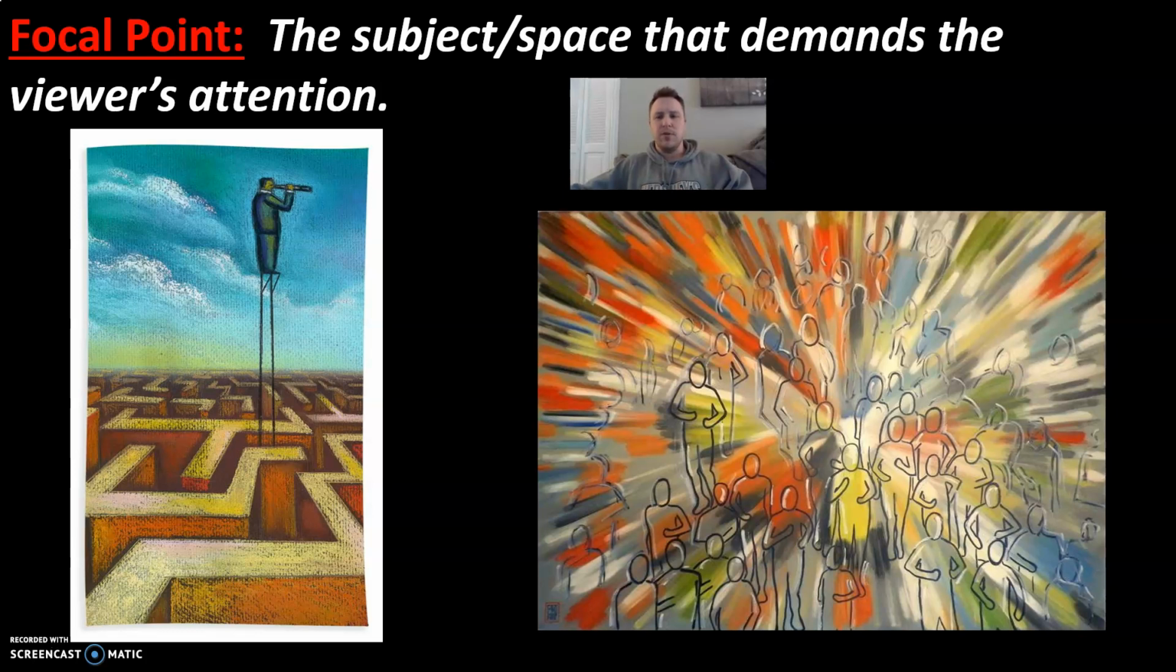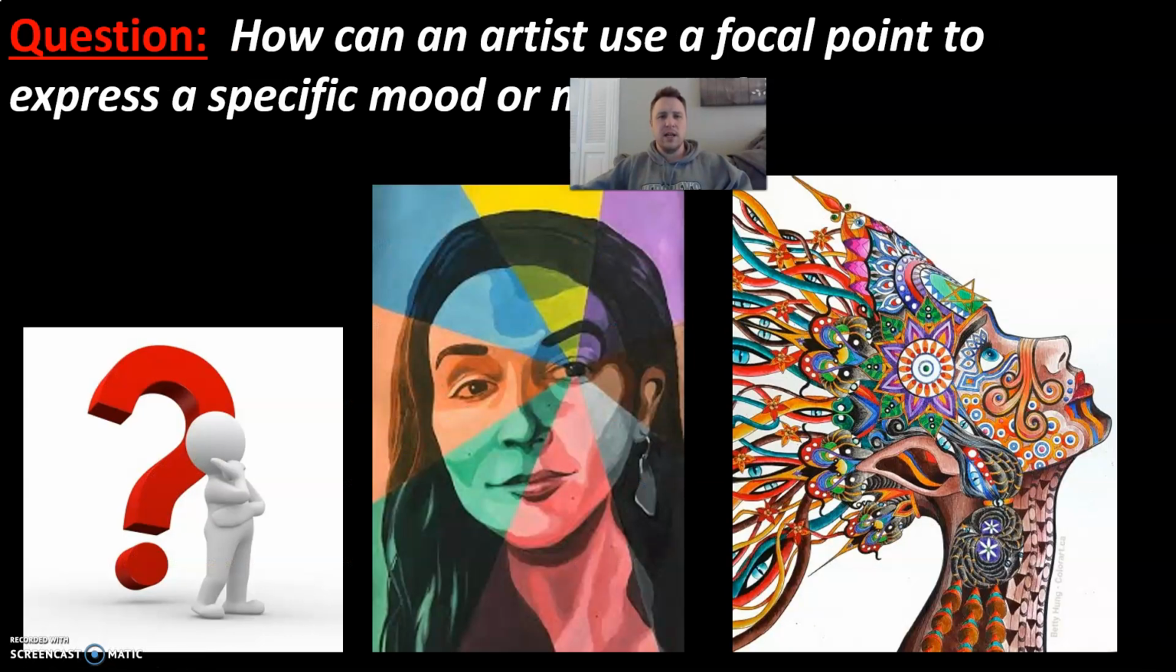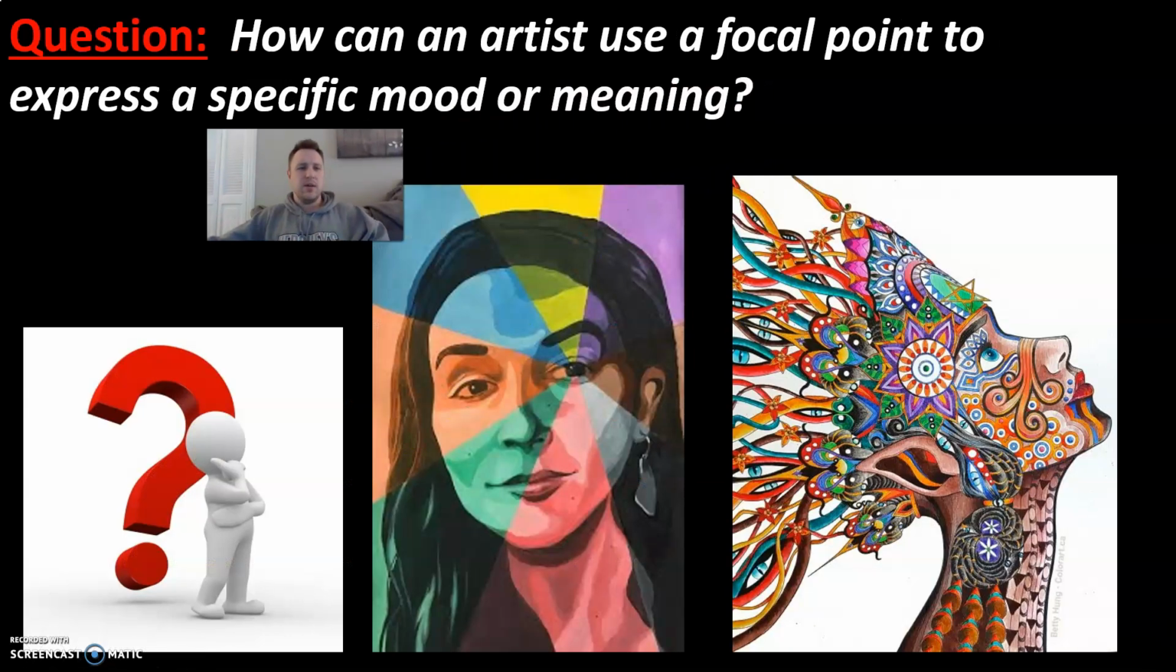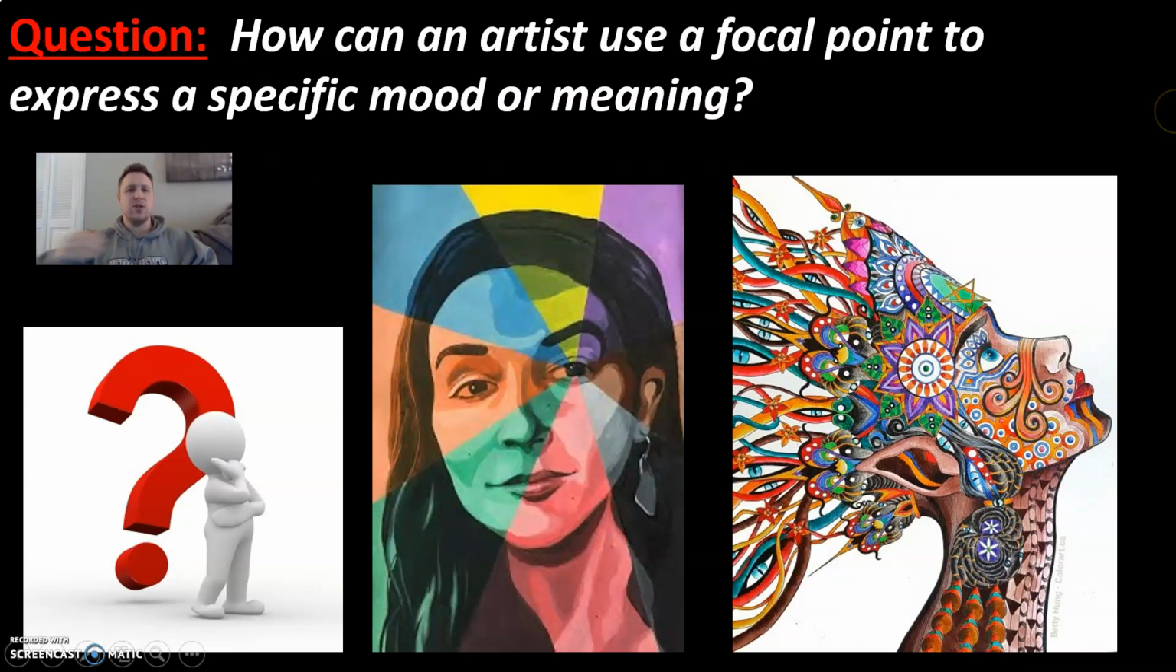All right, so I'm going to move forward to the last slide. And our follow-up question is, how can an artist use a focal point to express a mood or a meaning? And we kind of already looked at that in the last picture with the figure surrounded by the large crowd, where they used the color itself to direct or draw our attention right to the person.